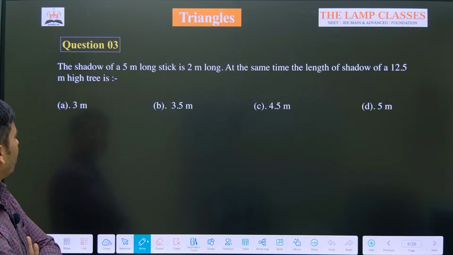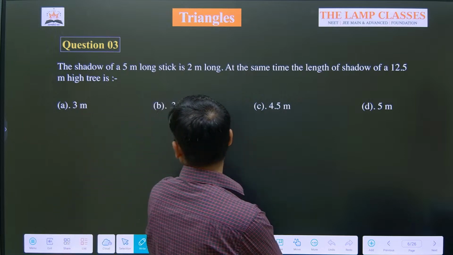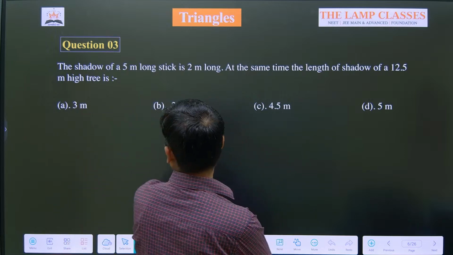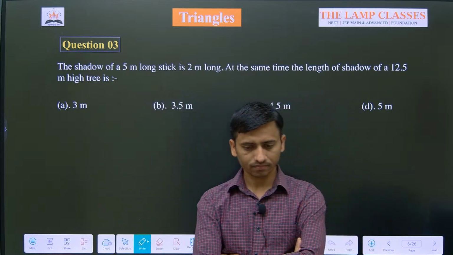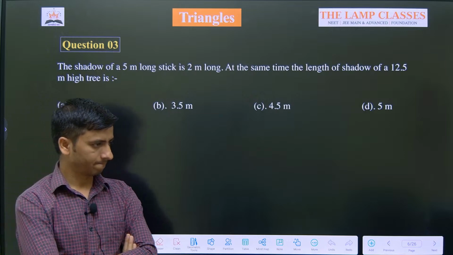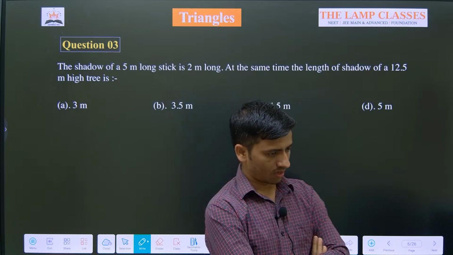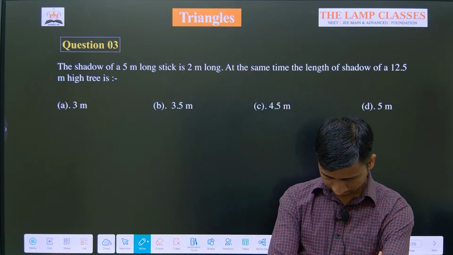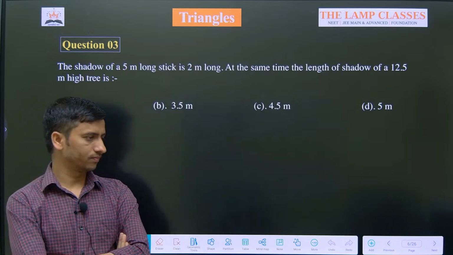The shadow of a 5-meter long stick is 2 meters long. At the same time, the length of the shadow of a 12.5 meter high tree is... Again, try to make the diagram and think what to do.